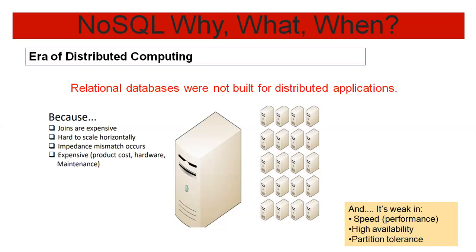RDBMS are also expensive. Product cost was high, and hardware and maintenance costs were quite high. They are also weak in speed and performance. They work slowly because a single server is responding to all the clients, so speed was low. Availability was an issue because when data is at a single server and that server goes down, the data will not be available at that time. The server is not there to work for that task.